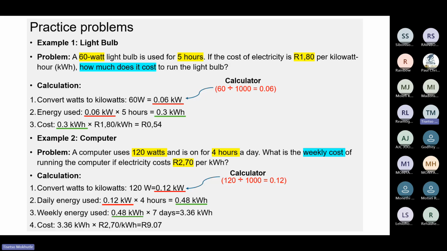Now the question here is, what is the weekly cost? This is the daily cost, what we get. The energy must be for 7 days. So for 1 day, it's 0.48 energy that is being used. Because the question says weekly cost, it means we multiply by 7 days to get the weekly energy. Now the weekly energy that we get there, we put it in the cost formula to get the amount of money it would cost to run the computer for a week, 4 hours per day.